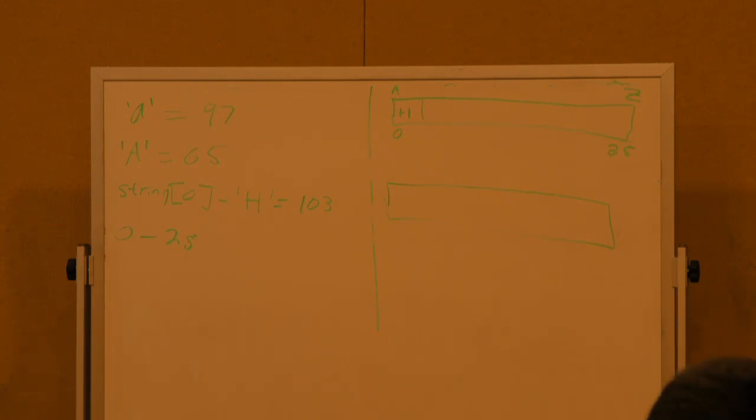So I'm going to go to our array. I will say alpha, and the element I want to change is the element whose value is string at the current element minus a. Now I'll just say plus plus. Now that element will have its value incremented.